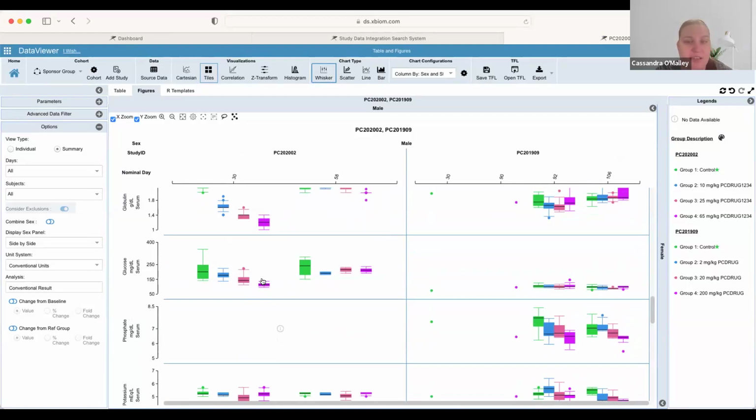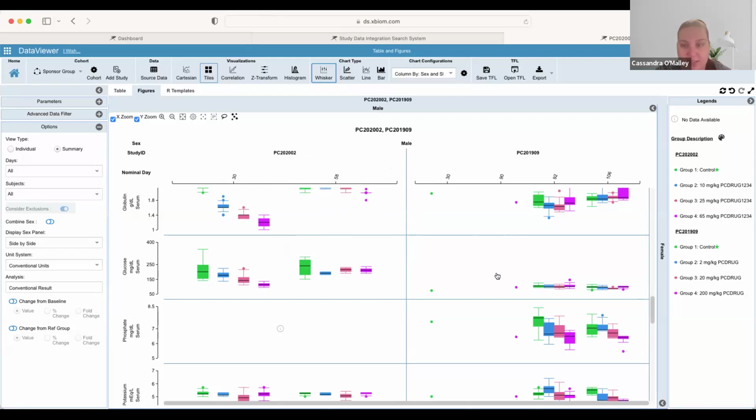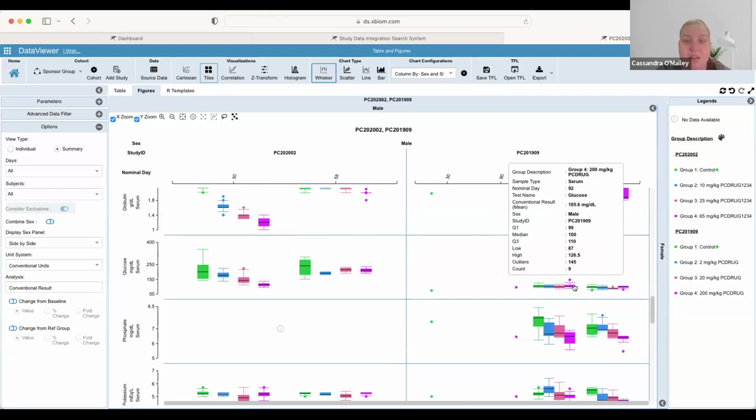Now, after the 4-week recovery period, this seems to have rebounded. We went from day 30 to day 58. There was a rebound in this glucose level across subjects. But I'm looking over at the 2019-09 study, which is dosed over time. We don't see sacrifices and blood collections until day 92, and the glucose seems to have been maintained over the course of time, but at a lower level.